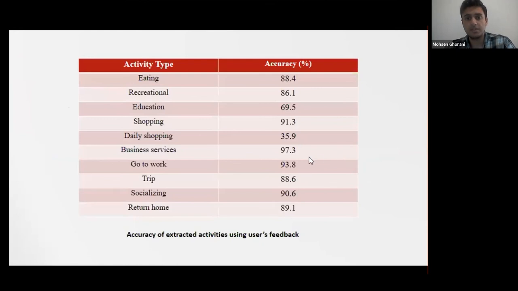The semantic trajectory ontology model was populated using the extracted information in the previous steps. A web interface application was developed to collect users' feedback to validate the proposed methodology. The experimental outcome and the evaluation results are depicted in this table. The table shows accuracies per activity. For example, good results for activities of type business services were obtained, while the method was unable to identify daily shopping.